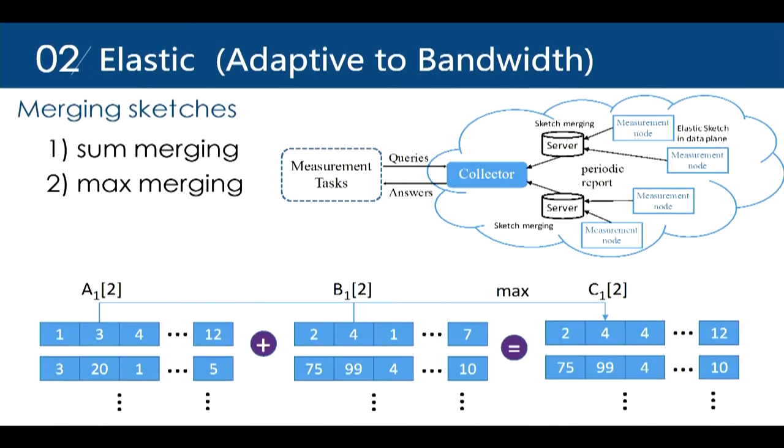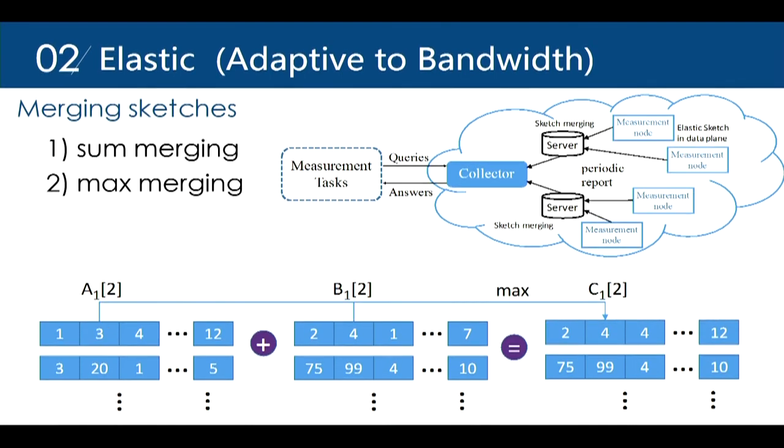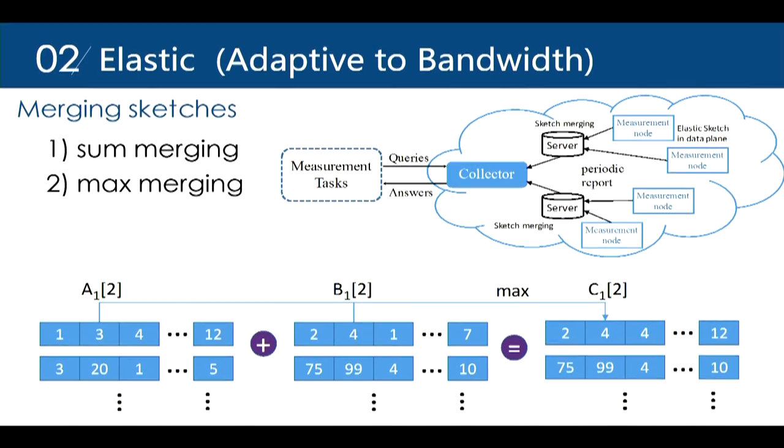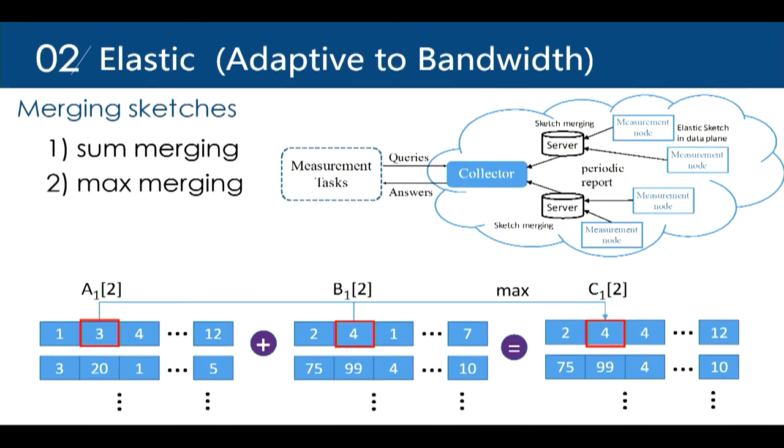And we can use a similar method to merge two sketches. Suppose we have two sketches, sketch A and sketch B. They have the same size and they have the same hash functions. Then how to merge them? First, we also group counters. Suppose these two counters are in the same group. And we can also use the max value or the sum value. If we use the max value, the accuracy can be much higher.